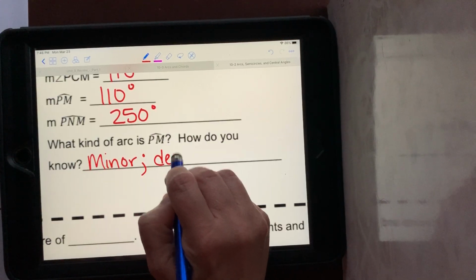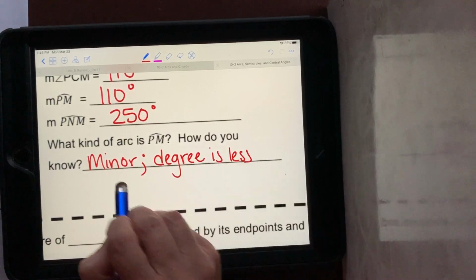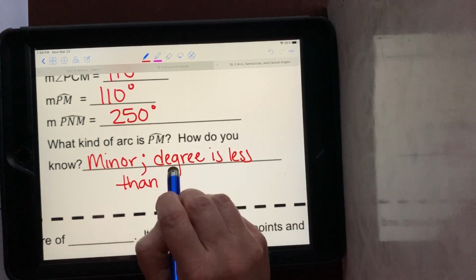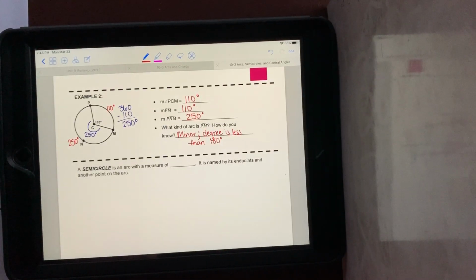The degree is less than 180 degrees. Okay, not too bad. Remember, central angle matches up with the degree of the arc.